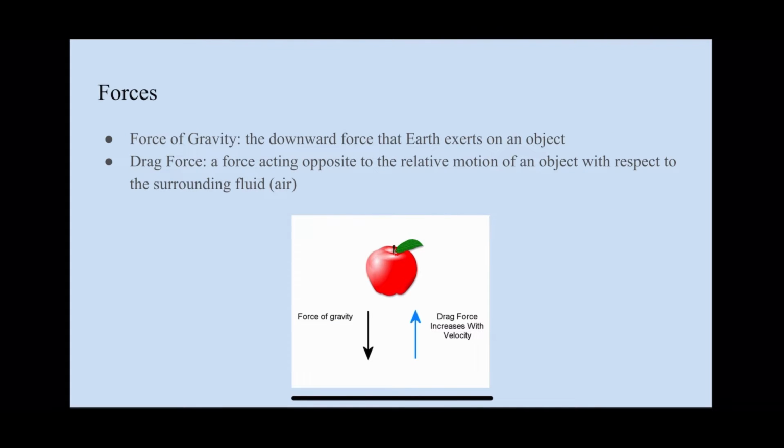The forces acting upon the object in this lab were the force of gravity, a downward force that the Earth exerts on an object. This is represented by F equals mg, where m is the mass of an object and g is the acceleration due to gravity, which is in the negative y direction. The drag force, a force acting opposite to the relative motion of an object with respect to the air, was also involved. This acted in the positive y direction.